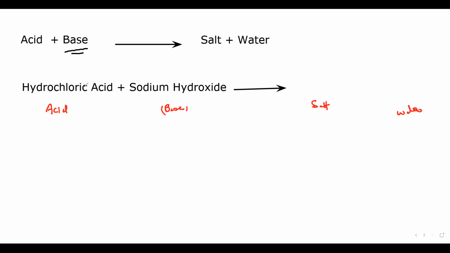So what will be the salt? If hydrochloric acid plus sodium hydroxide, the first name of the salt comes from the metal, and the second name is from the acid. If it's hydrochloric acid, it will form a chloride salt. If it is nitric acid, it will form a nitrate salt. And if it is sulfuric acid, this will result in the formation of a sulfate salt. So the product will be sodium chloride plus water.